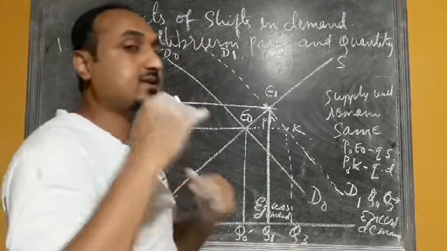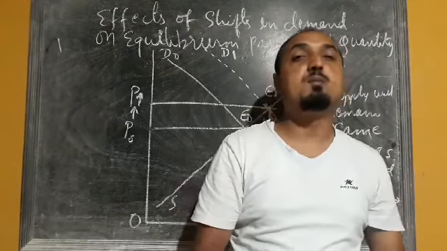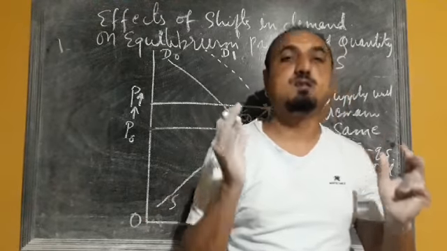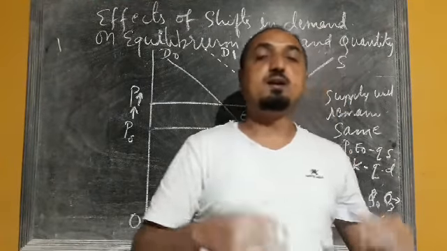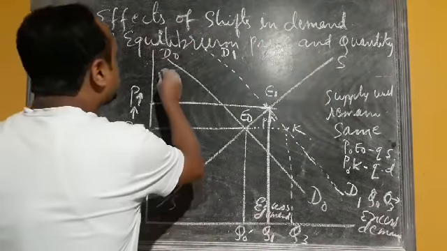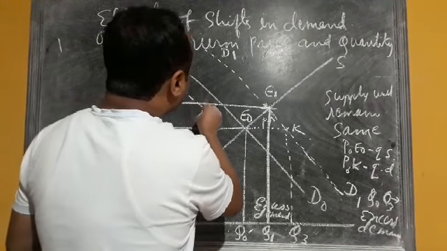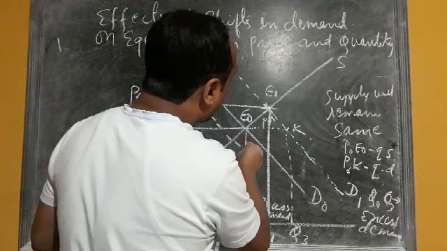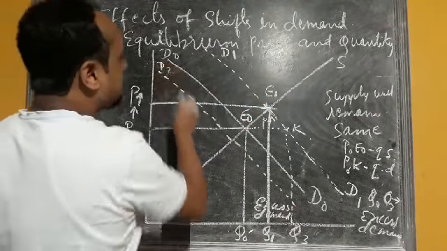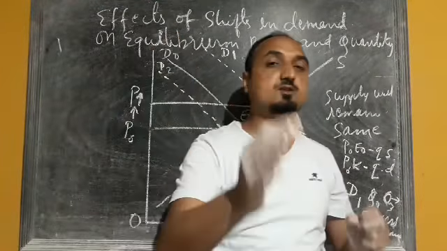Now we will consider the second case. If the demand decreases, the demand curve will shift leftward. Demand may decrease due to decrease in income of the consumer, decrease in credit facility, or government policy and so on. So let's consider the next case where demand is decreasing, and the demand curve shifts leftward. Let's consider the next demand curve, D2D2.